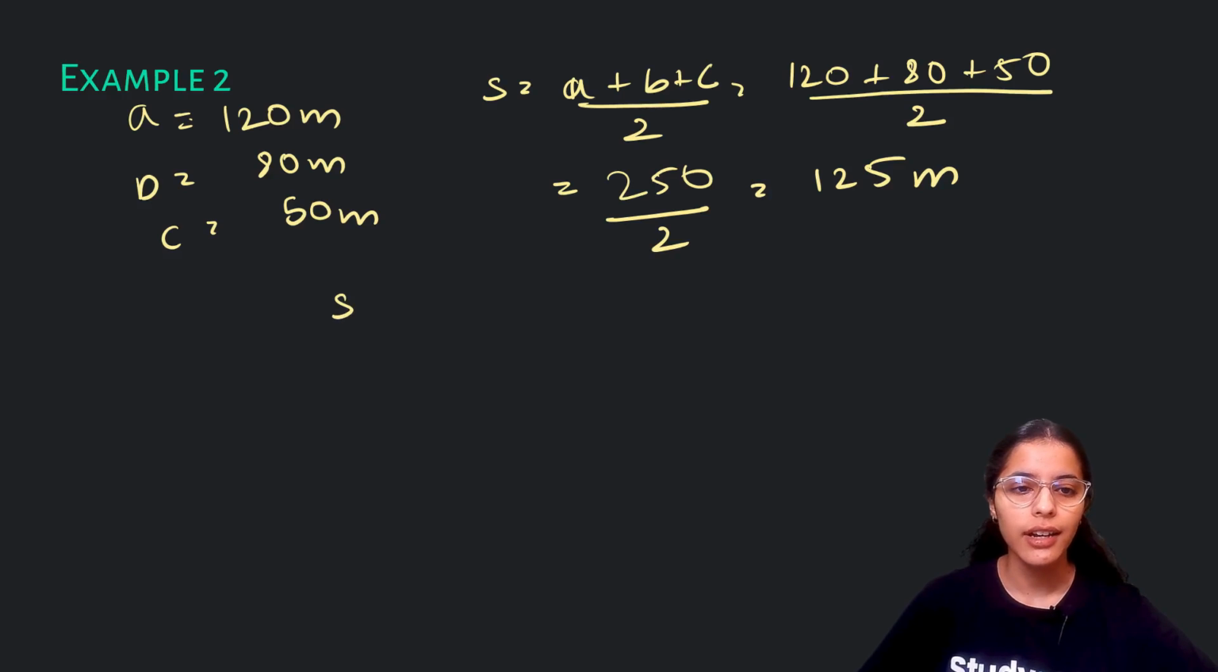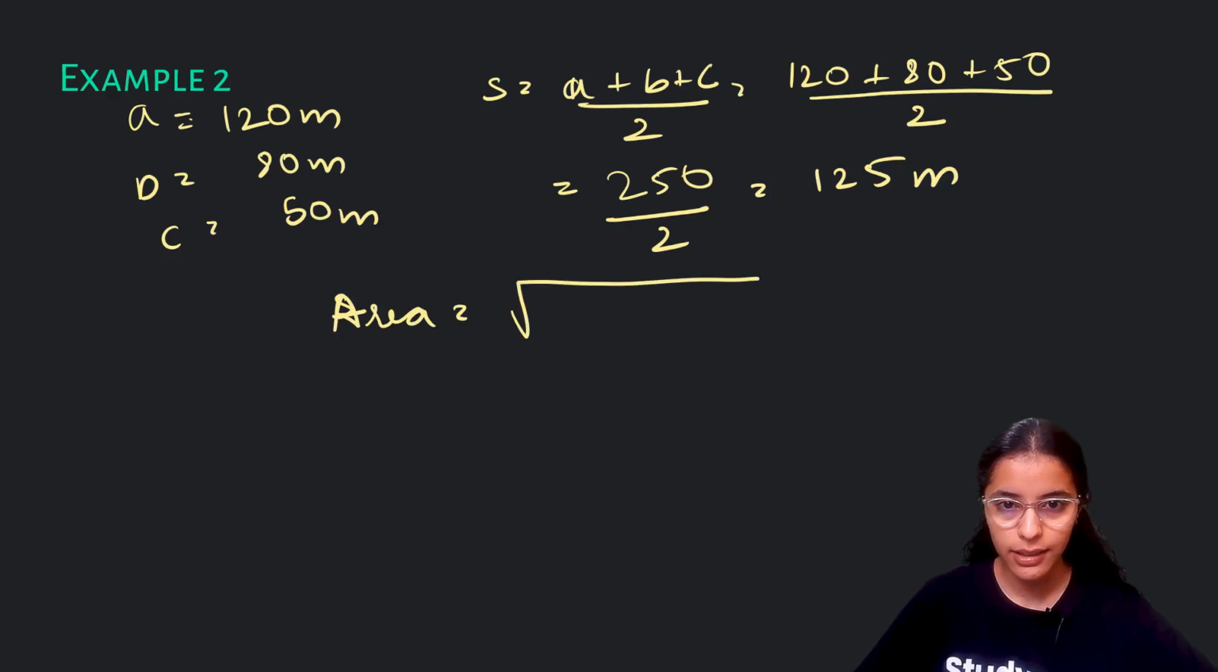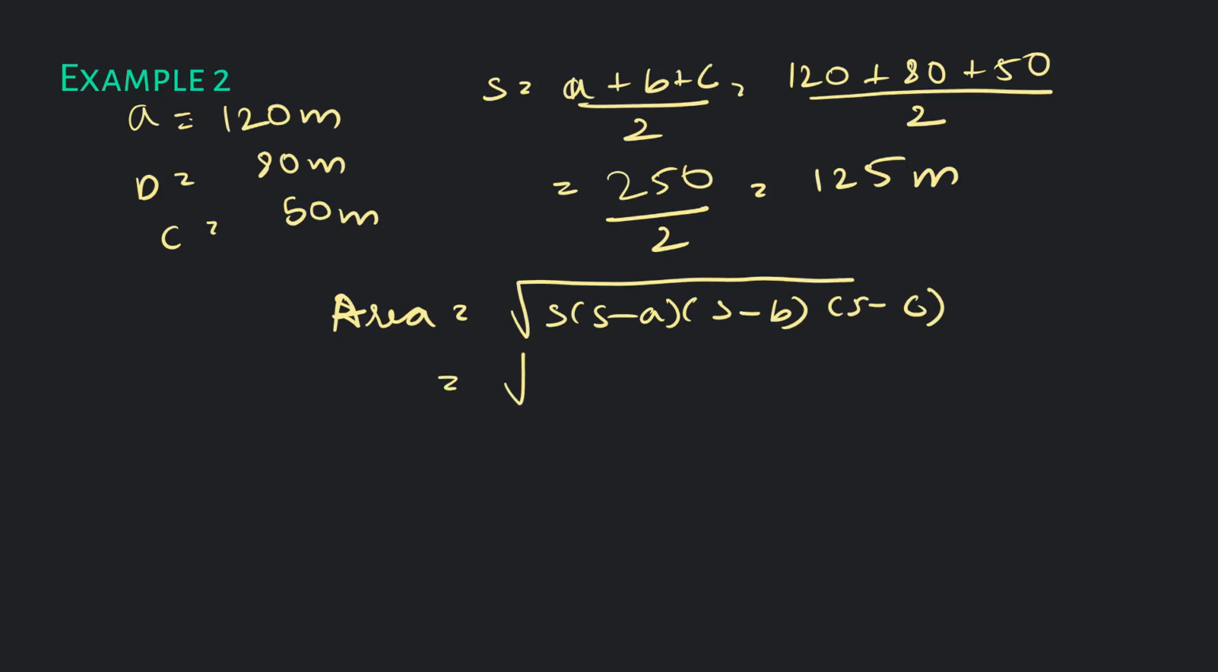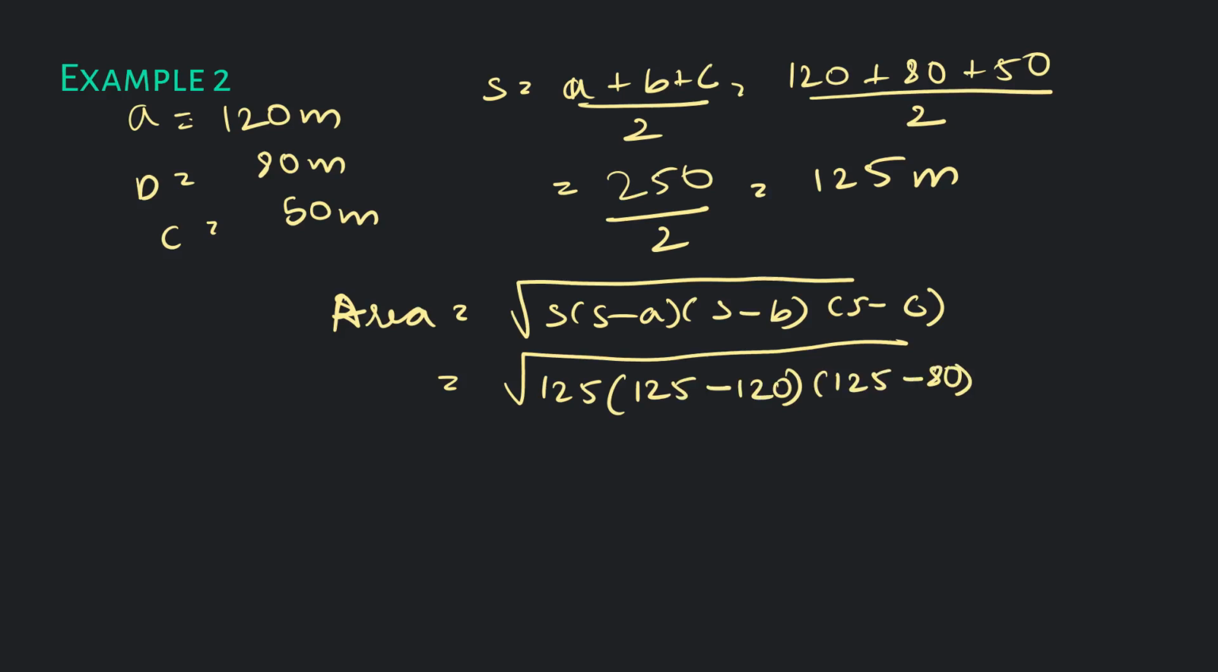Now just apply Heron's formula. So our area is given as the square root of S into S minus A, S minus B, and S minus C, which is under root 125 into 125 minus 120, 125 minus 80, and 125 minus 50.